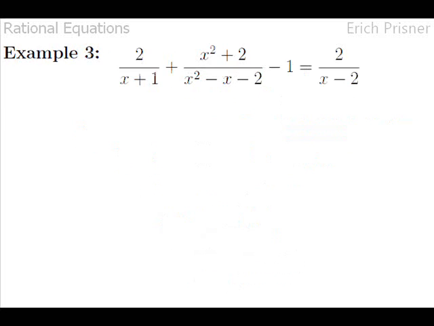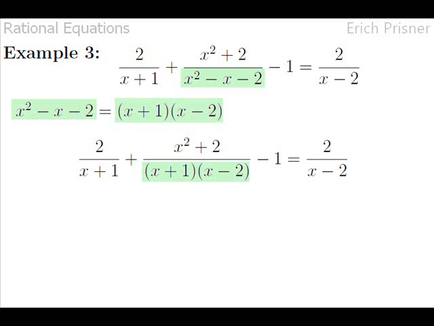So now let's move to our third and last example. It's given here. First we need to factor x squared minus x minus 2. It is equal to (x plus 1) times (x minus 2). So we plug it in. And now the LCD equals (x plus 1) times (x minus 2). And we multiply the equation by it.